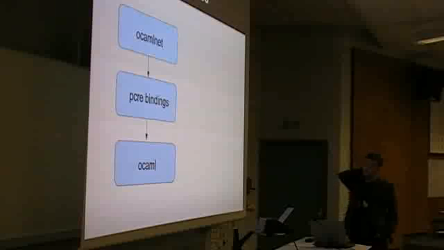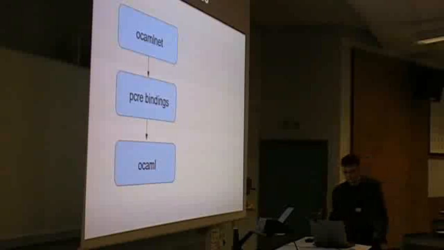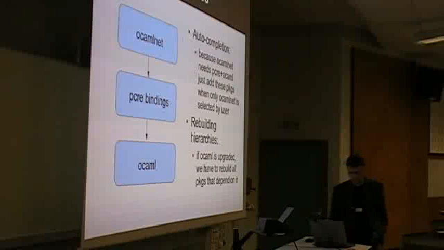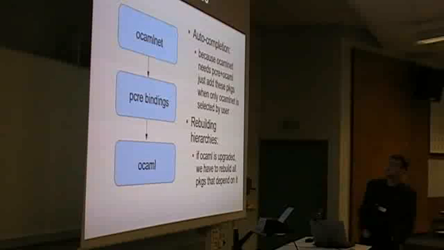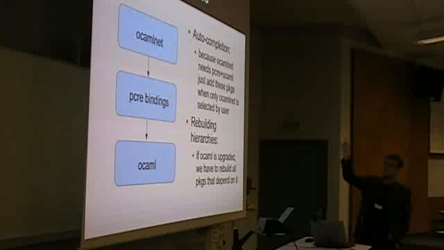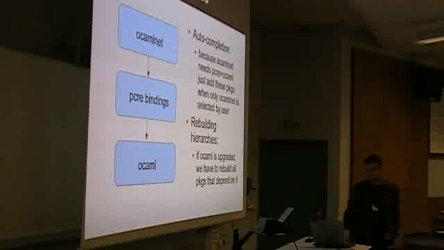So this is here an example. We have OCaml as a fundamental package. We have these PCRE bindings and maybe a user of PCRE that could be, for example, OCaml. So this is a hierarchy of packages, and we have two features in GODI that make handling this quite easy. One feature is auto-completion. When I, for example, select OCaml and PCRE is missing, it is automatically added and also built. And we can also rebuild hierarchies. If, for example, OCaml is upgraded to a new version, everything that depends on it is also rebuilt.